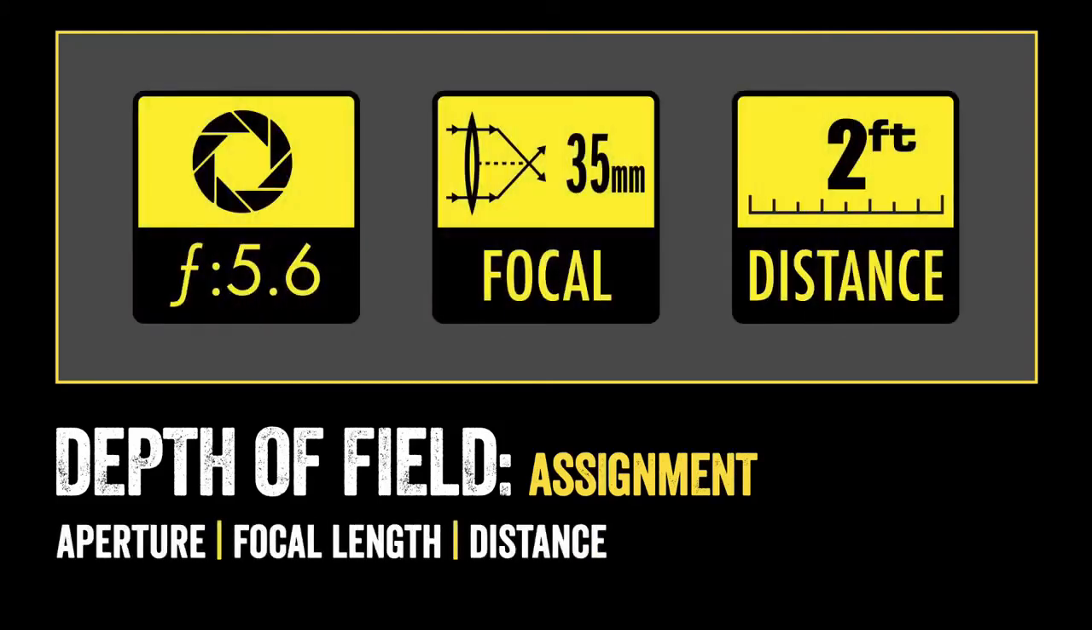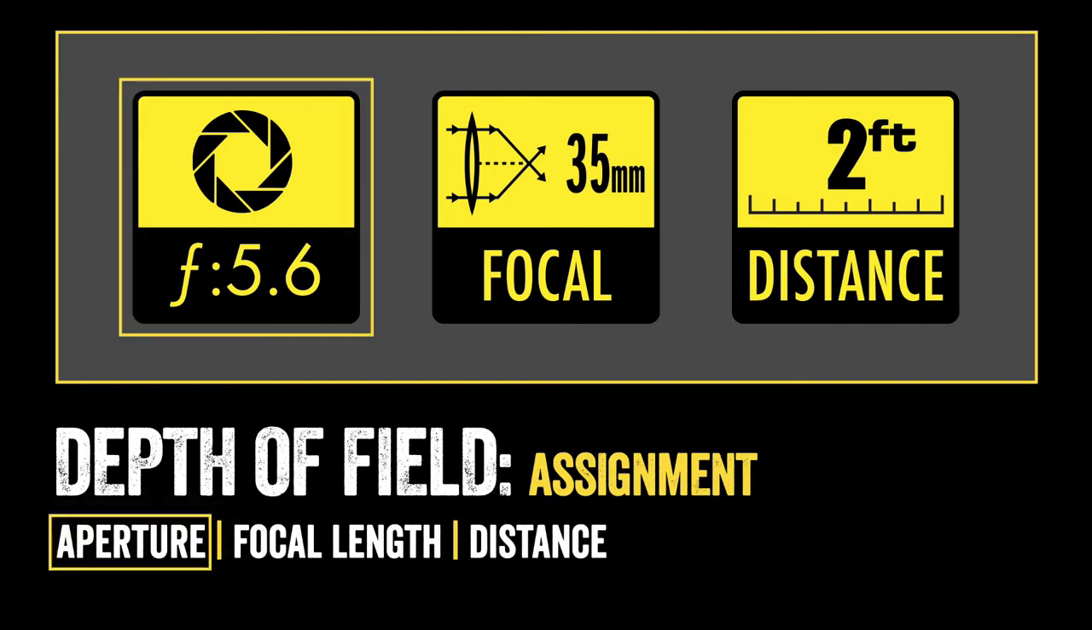This is a video guide to our depth of field assignment. Today we'll be shooting 3 sets of 3 photos, and each one of those sets will deal with one of the 3 factors that affect depth of field. The first, we'll be adjusting our aperture. We'll keep our focal length the same and our distance the same.